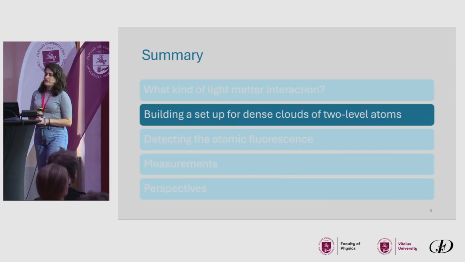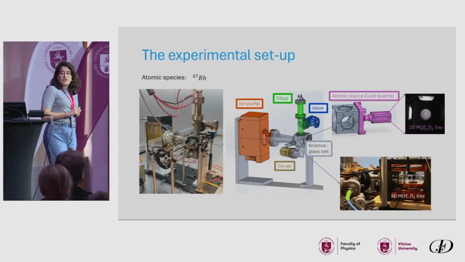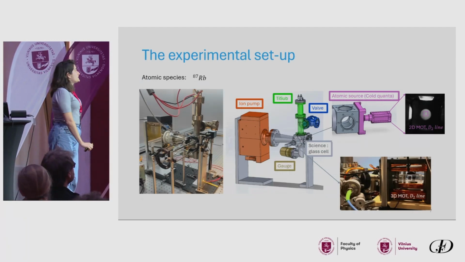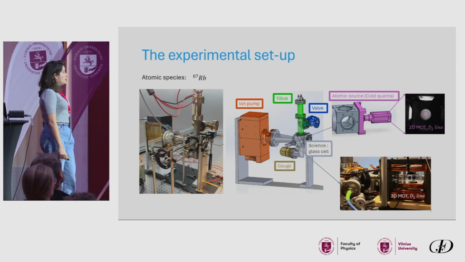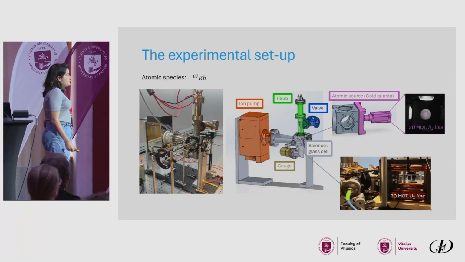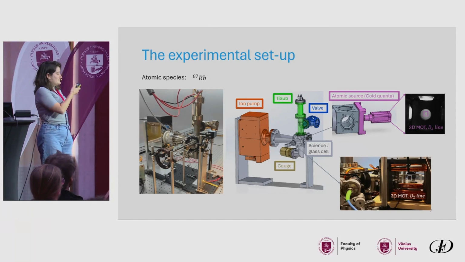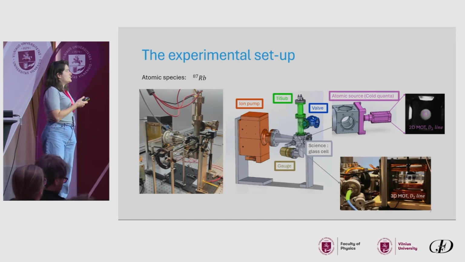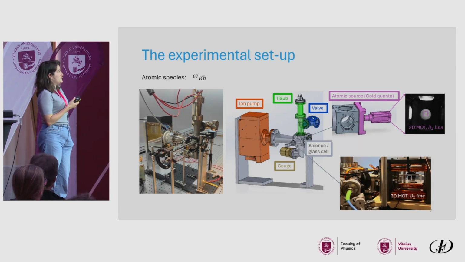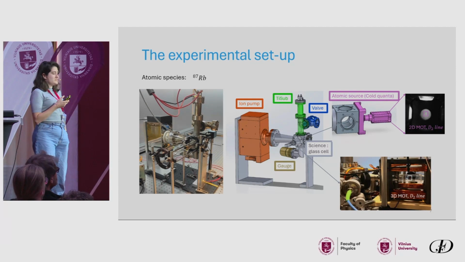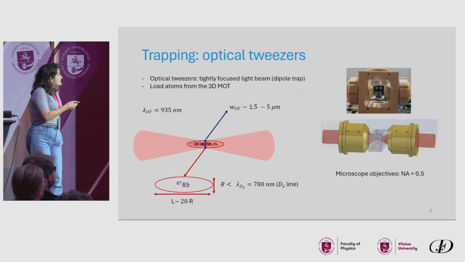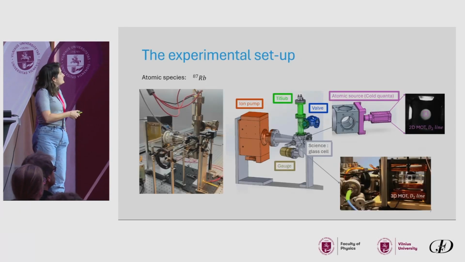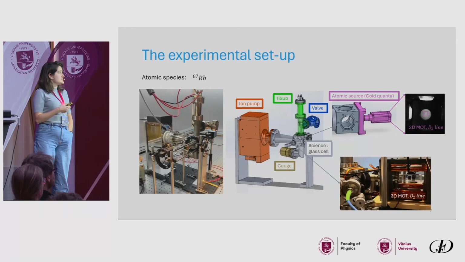So this is the general framework. Now I'm going to describe the setup very quickly. This is the core of our setup, the vacuum part. The atomic species that we use is rubidium, which is a standard species for cold atom applications. There's a bunch of parts that help us to get a good vacuum, but the important part here is the atomic source in magenta, which is a two-dimensional magneto-optical trap. It's a commercial atomic source. And then the important part is the science cell, which is a glass cell.